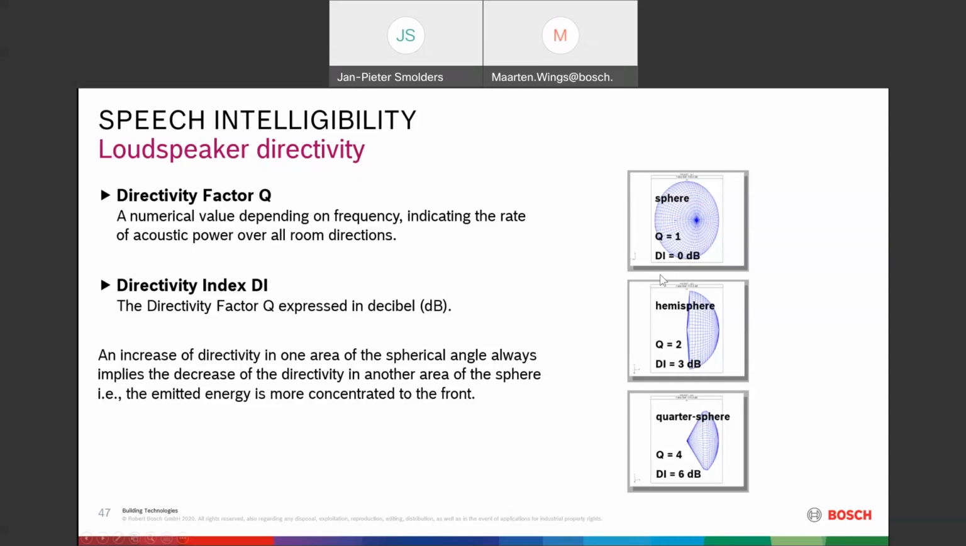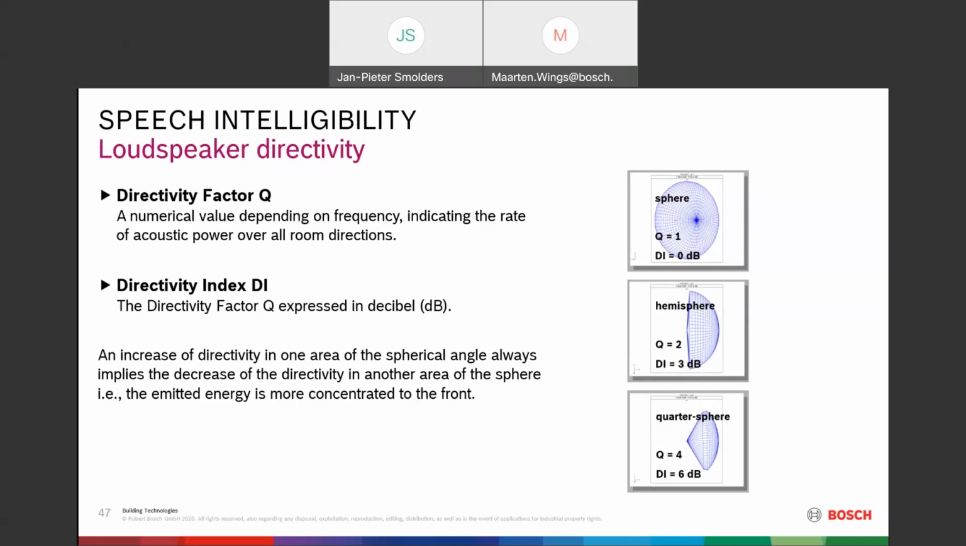If the Q factor goes up, a factor of 2 means the loudspeaker radiates only to the front, for instance, half of the sphere. All the energy compared to the previous loudspeaker is now put into this area, so half the area to cover means basically twice the energy. So the directivity index will be 3 dB. And for Q4, you can see it's only a quarter of that sphere, and so on.